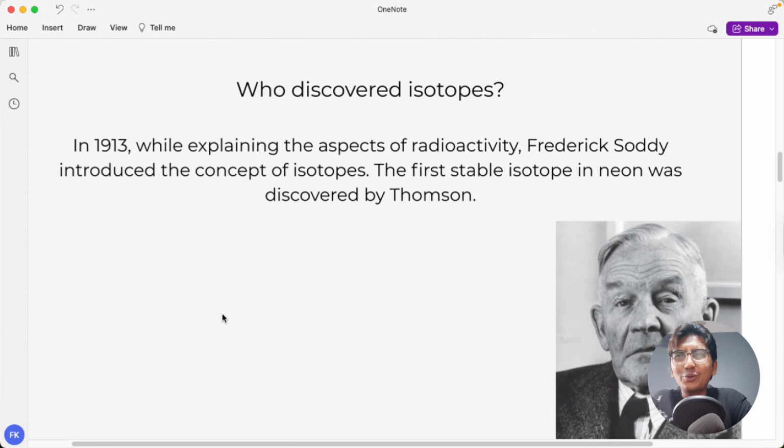Let's question ourselves. You guys should have thought, right? Who discovered isotopes? The concept of isotopes was actually pointed out by Frederick Soddy. However, the first isotope that was actually discovered was neon. It was discovered by Thomson.